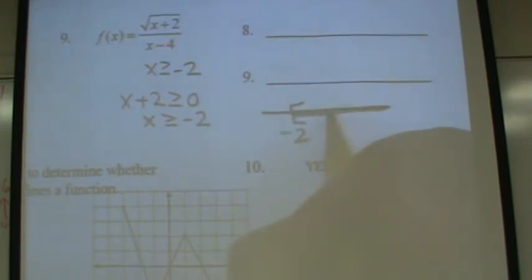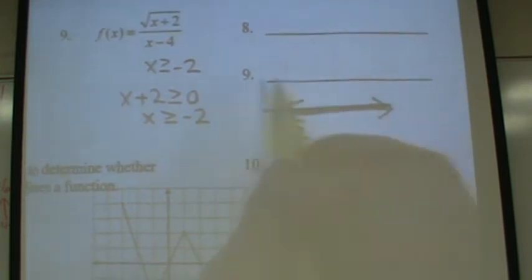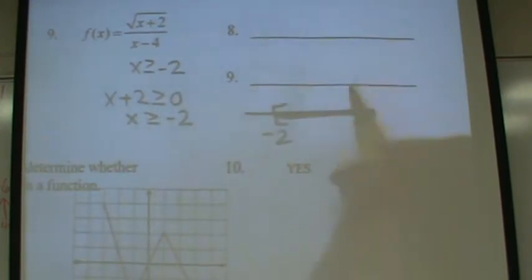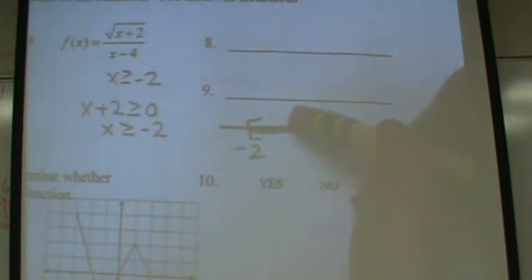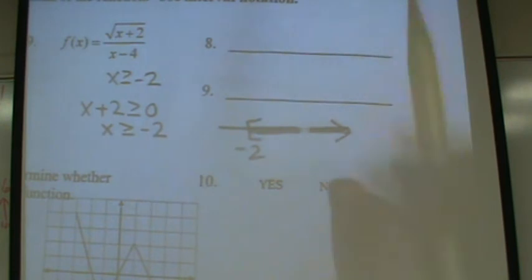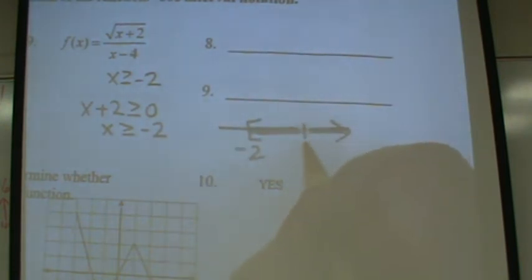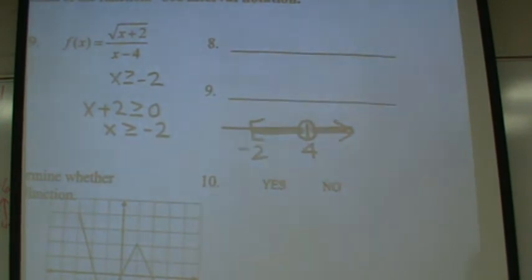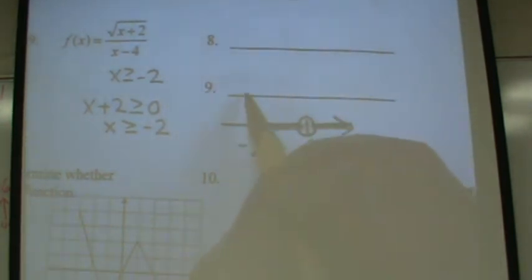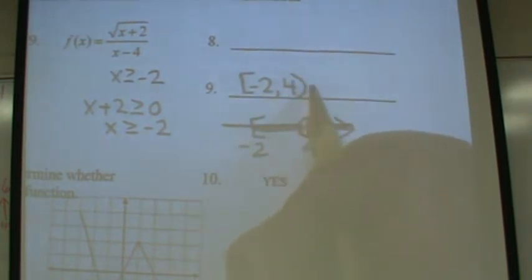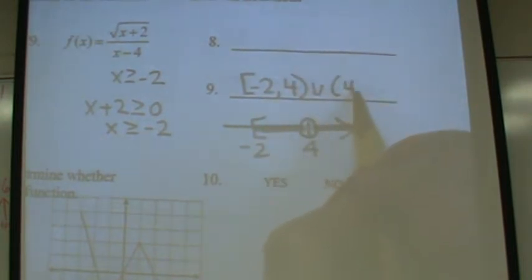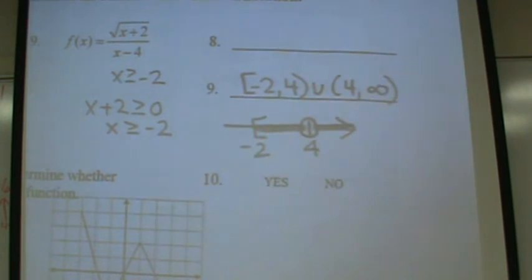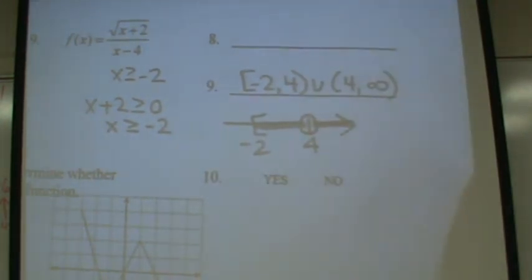But hold on, because the denominator is going to stop us from using what number? 4. We can't use a 4. So I make a little break here at 4. Let's pretend like this is 4. And you can't have 4. So my domain is going to be from negative 2 to 4, and then from 4 to infinity. Questions?